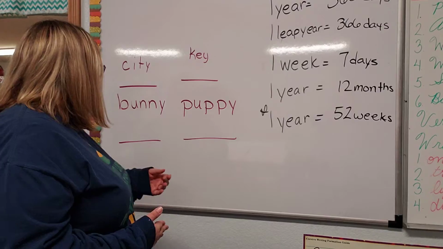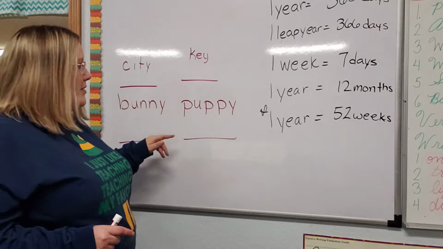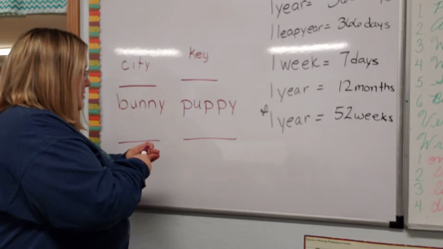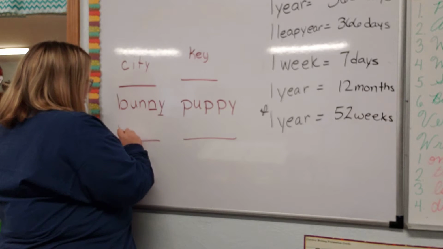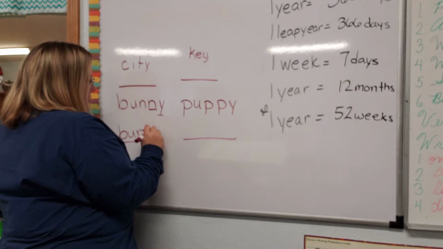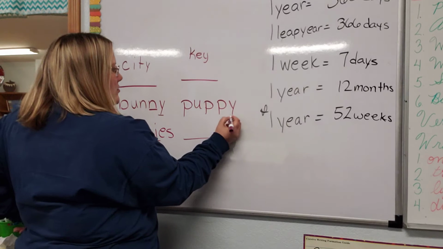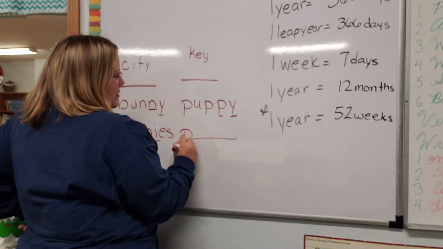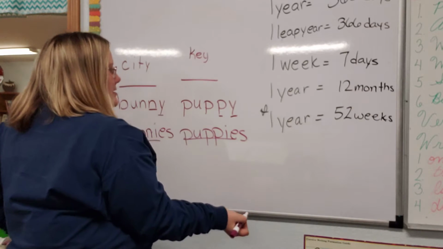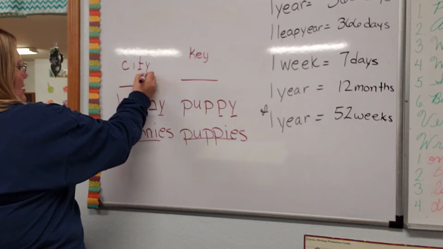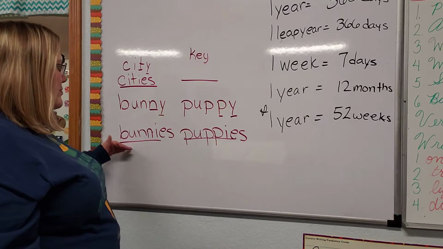Okay, so when a word ends in a Y, we're going to do something to that if there's a consonant in front of it. So if a word ends in a Y and there's a consonant in front of it, we are going to change the Y to an I and add ES. Okay, puppy has a Y and a consonant, so we're going to change the Y to an I and add ES. For city, you have a consonant and a Y, so you're going to change the Y to an I and add ES. So you have cities, bunnies, puppies.